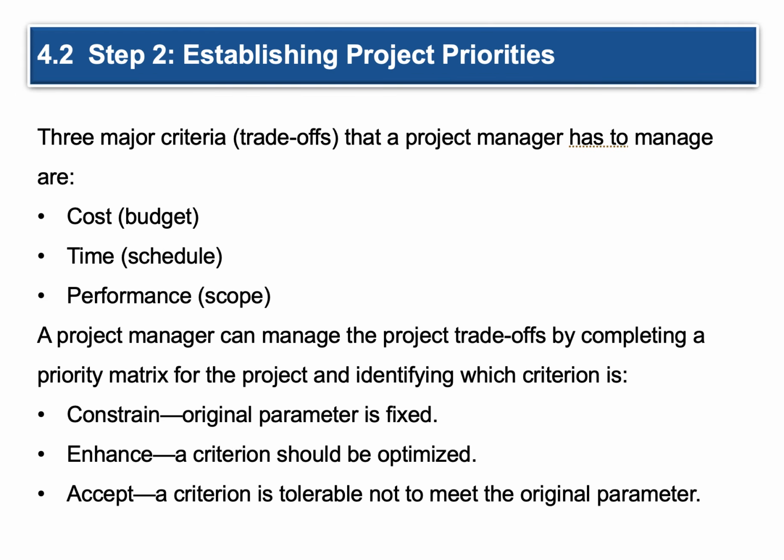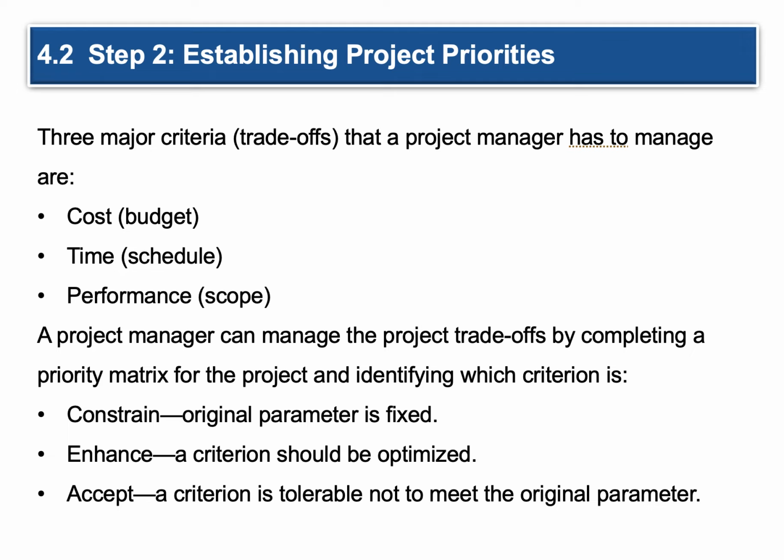Step 2, establishing project priorities. 3 major criteria or trade-offs that a project manager has to manage are cost, that's the monetary budget; time, the one thing you can never get back, so make sure you have a schedule; and performance, so what is your actual scope? So again, if you get too broad and you don't drill down exactly where you want to be, that can mess up your priorities. You can start trying to be too wide and you end up turning in a project in the end to your supervisor that has a lot of breadth but no depth whatsoever.